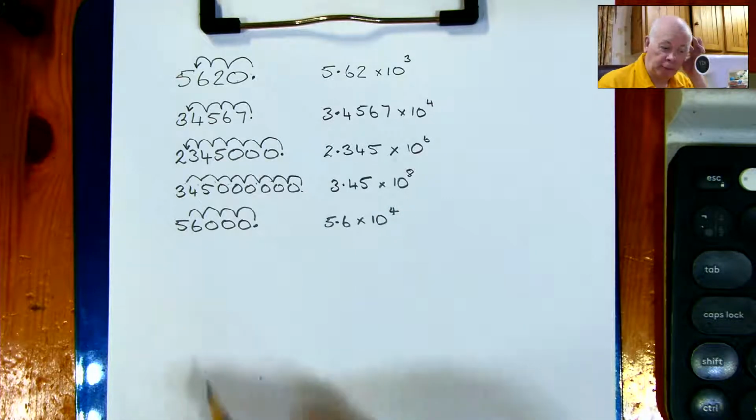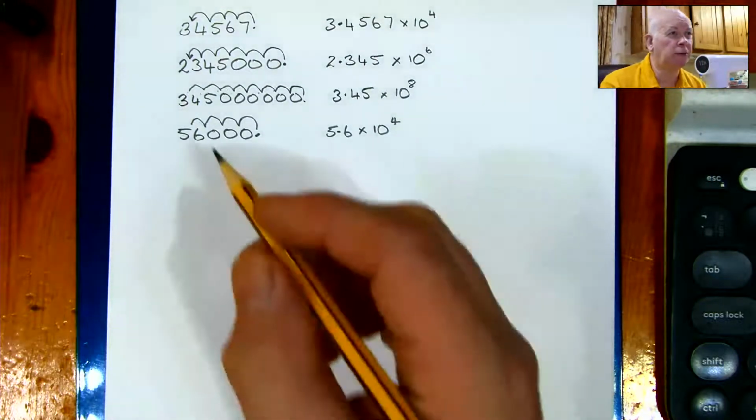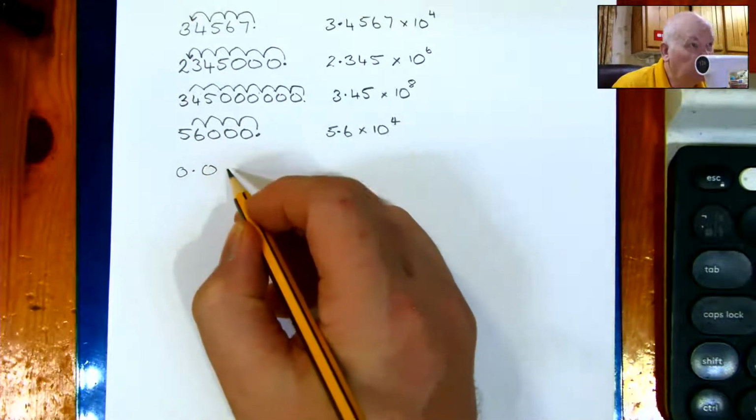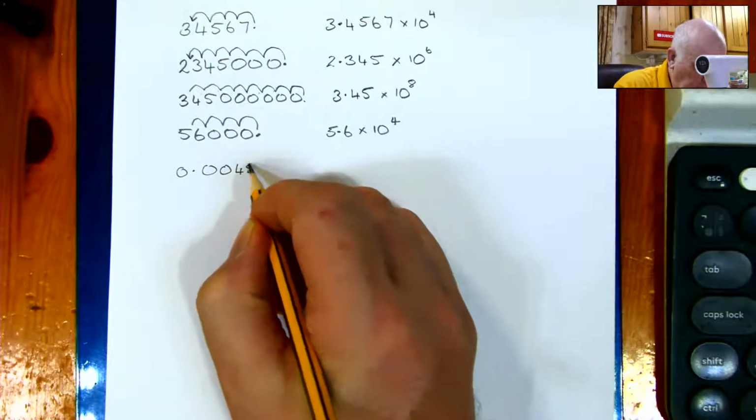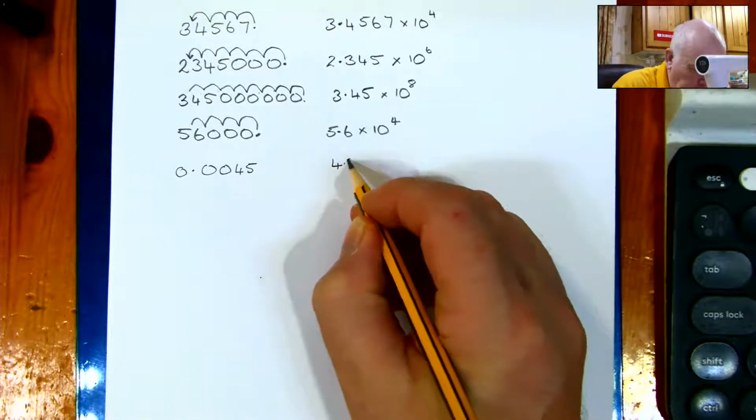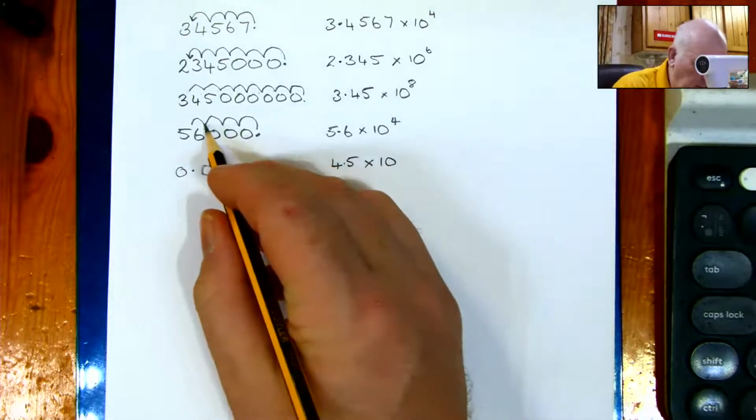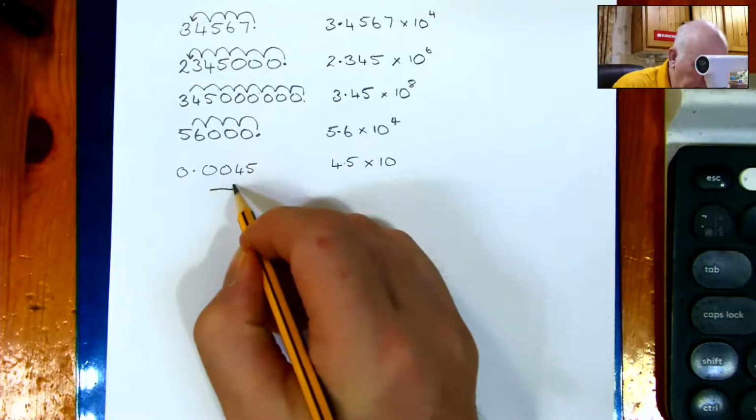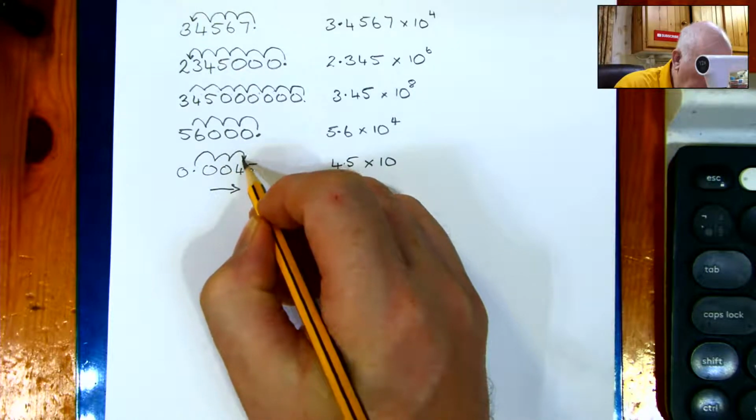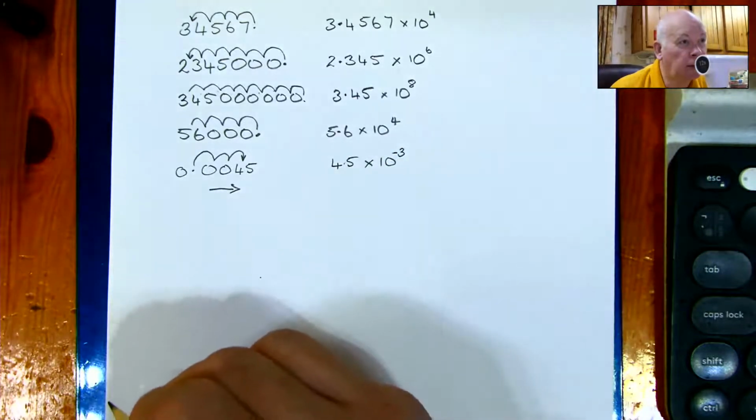Now we can have a bit more fun with some of these, and let's have a look at some other numbers that we can do. And what we're going to do is put some smaller numbers in. So let's start with 0.0045. Now, again, we're going to start with 4.5 times 10 to the power of, but this time our decimal point is moving in the opposite direction. 1, 2, 3. So this time it's going to be a minus sign and the number 3.